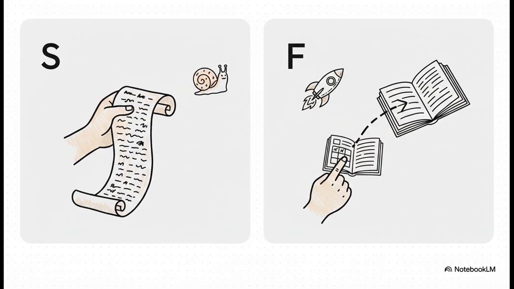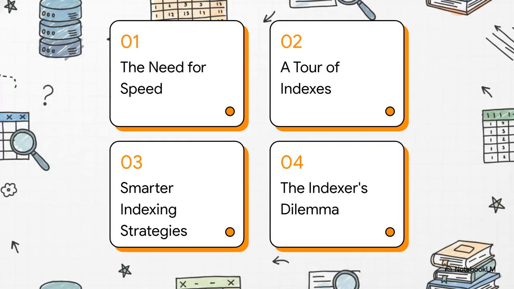It's slow, it's inefficient. Or you could flip to the back, look for the index, find the word dragon, and get a perfect list of every single page number it's on. That's fast, that's smart. That index in the back of the book, that is exactly what a database index does for your data. So here's our game plan.